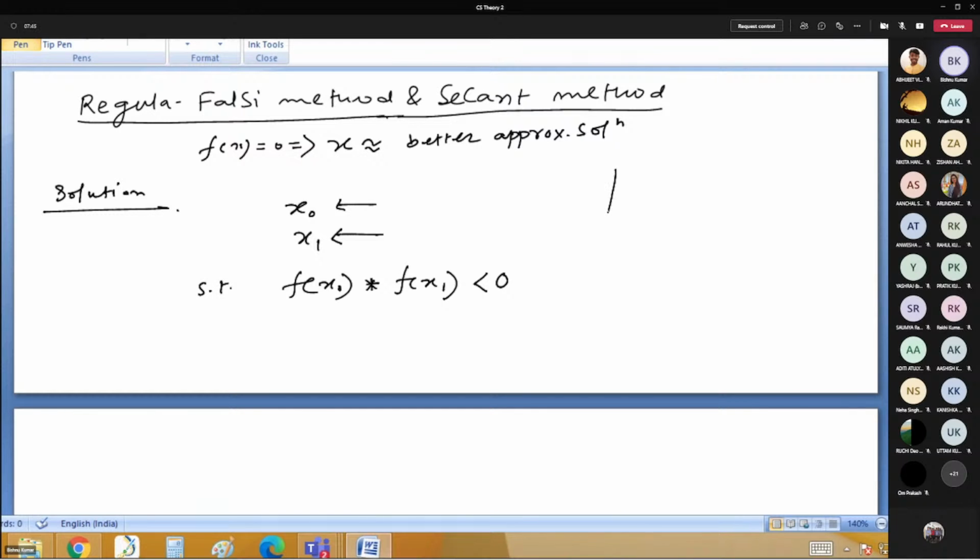Means the graph will look like this type of thing. Suppose x0 is here, x1 is here, and in between those 2 points, since f(x) is continuous, obviously it will look like this, or like this, whatever it is, it will cut the x-axis at least once. Okay, such that in one point the functional value is positive, in another point the functional value is negative, their product less than 0. So that is the process.